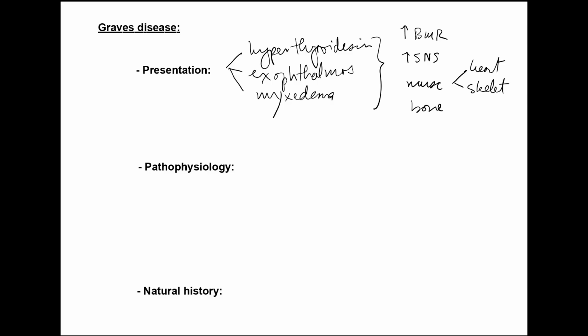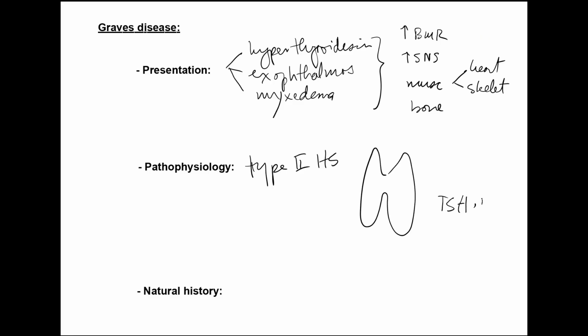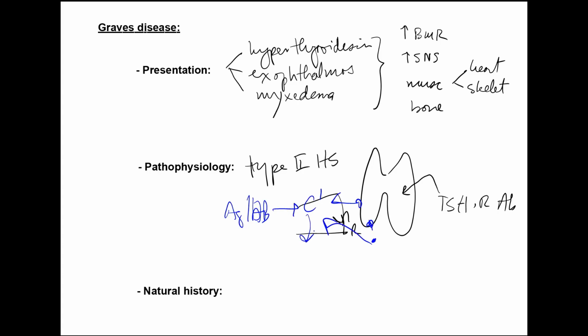The pathophysiology, as we've discussed, this is a type 2 hypersensitivity, which means if we're talking about the thyroid gland, the TSH receptor antibodies are going to stick to the outside of the thyroid cell where the receptor is found, activating complement, and complement creating the C3a and C5a that attract inflammation.